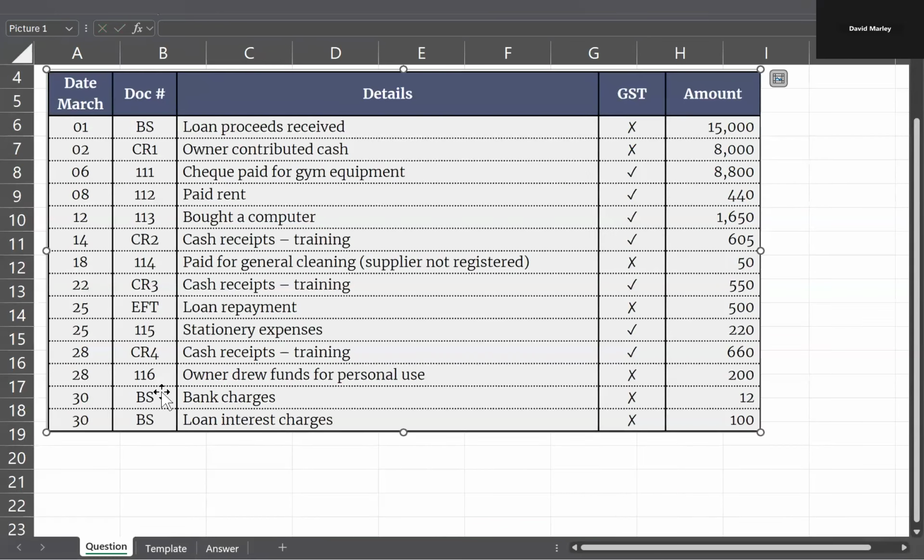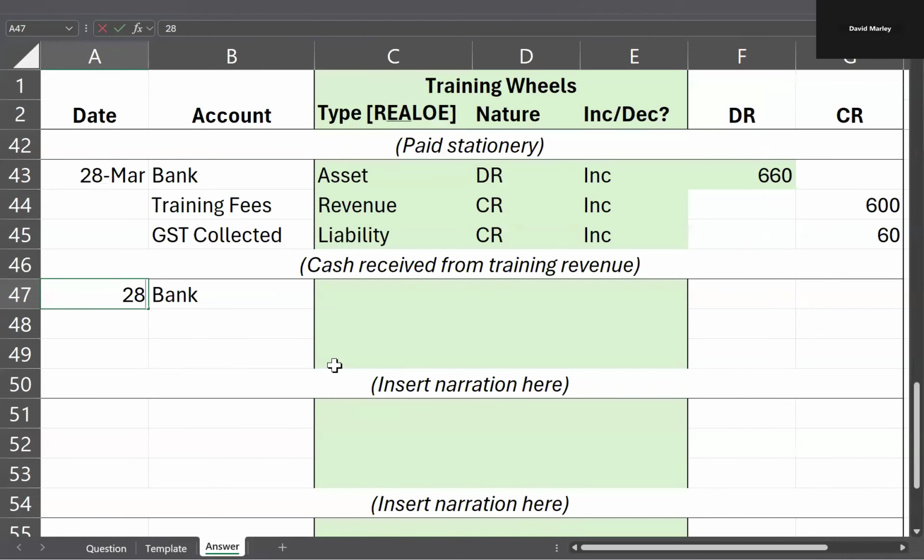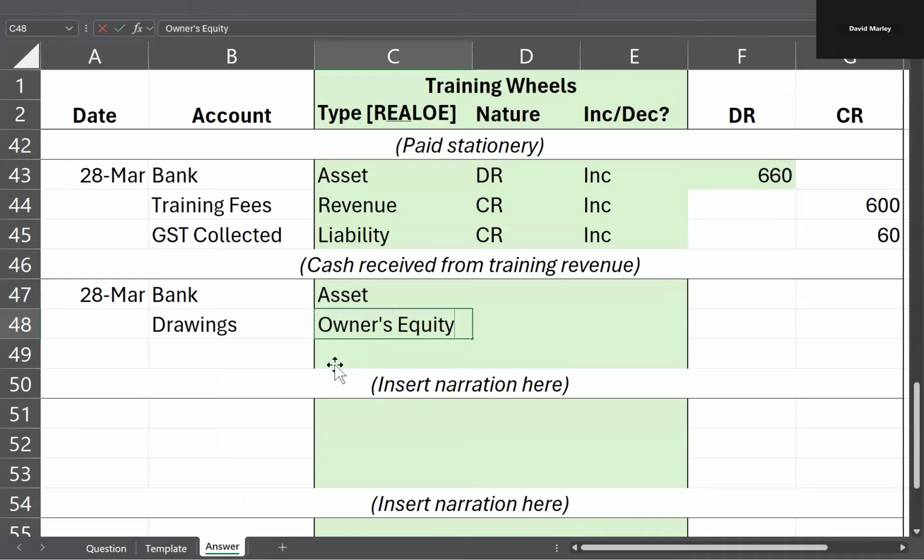So the bank account will be affected because we're paying for bank charges. It's got to come from somewhere. I think I missed drawings, didn't I? Can't do that. Do some drawings first. So that is an asset. Drawings. What's that? It is owner's equity. Or if you just type equity, that's fine too.